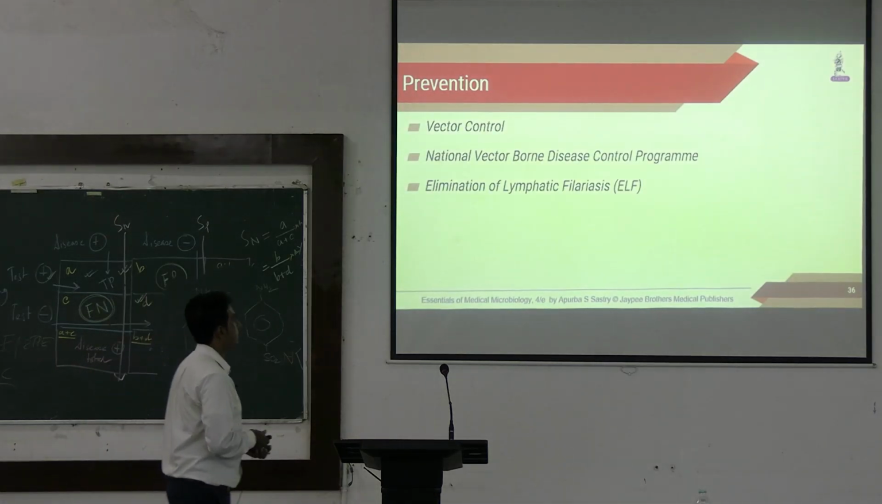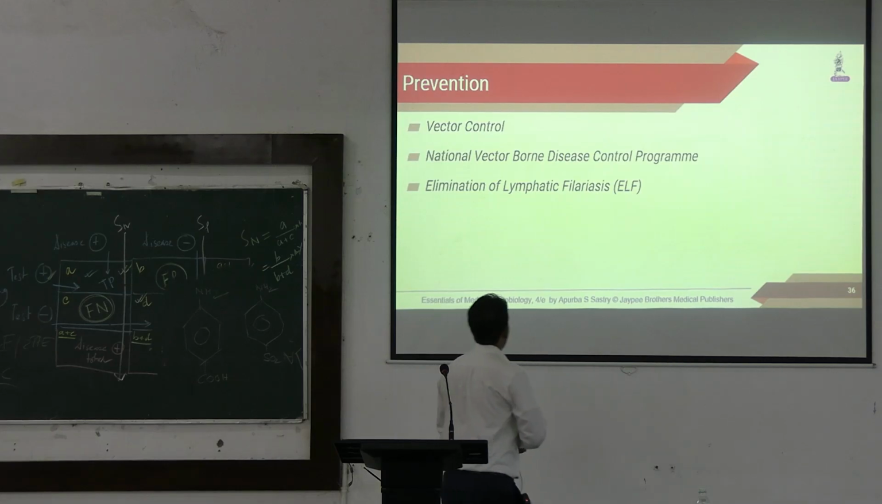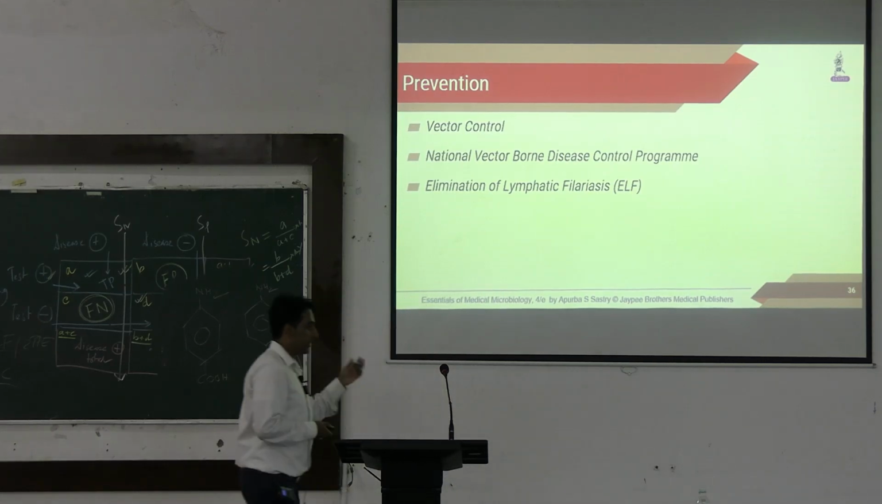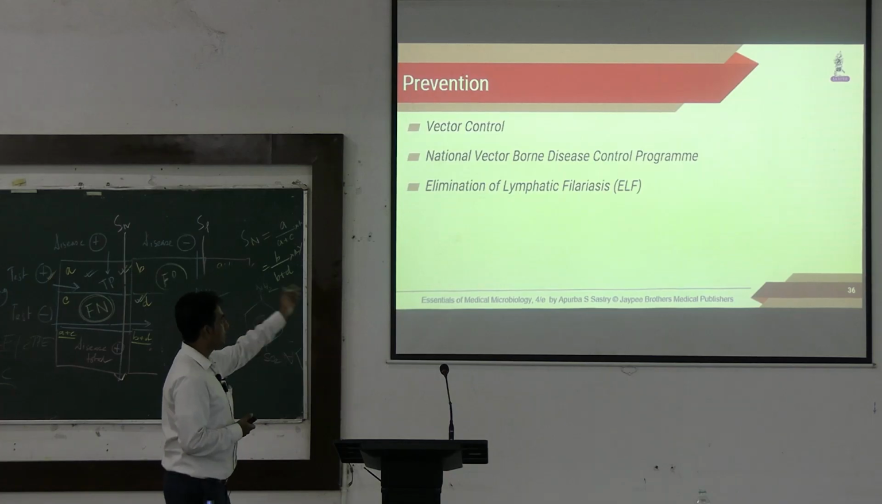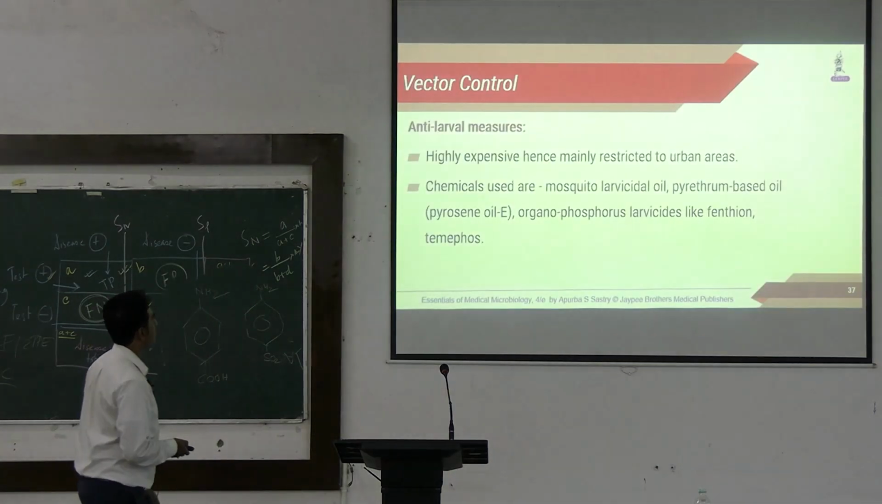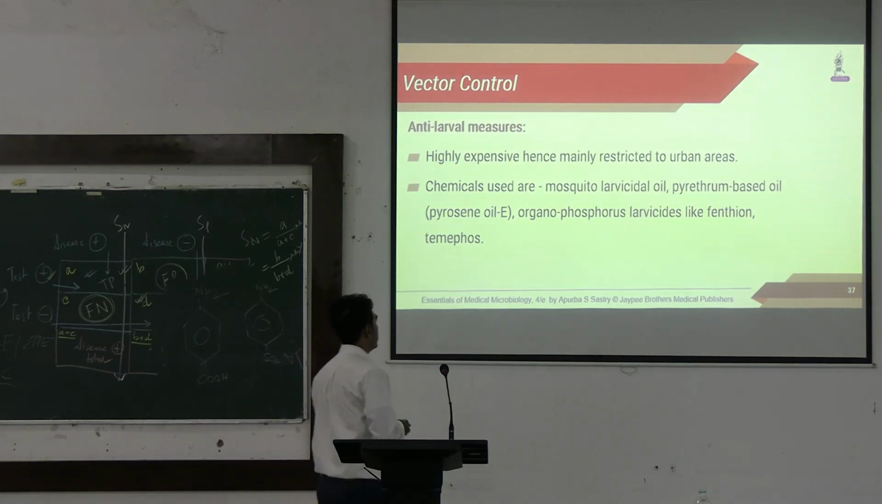How to prevent this? Vector control is done under the National Vector-Borne Disease Control Program and the Elimination of Lymphatic Filariasis program called the ELF. All these vector-borne diseases fall under one category of program, like the National Vector-Borne Disease Control Program. The anti-larval measures are highly expensive, mainly restricted to the urban areas.